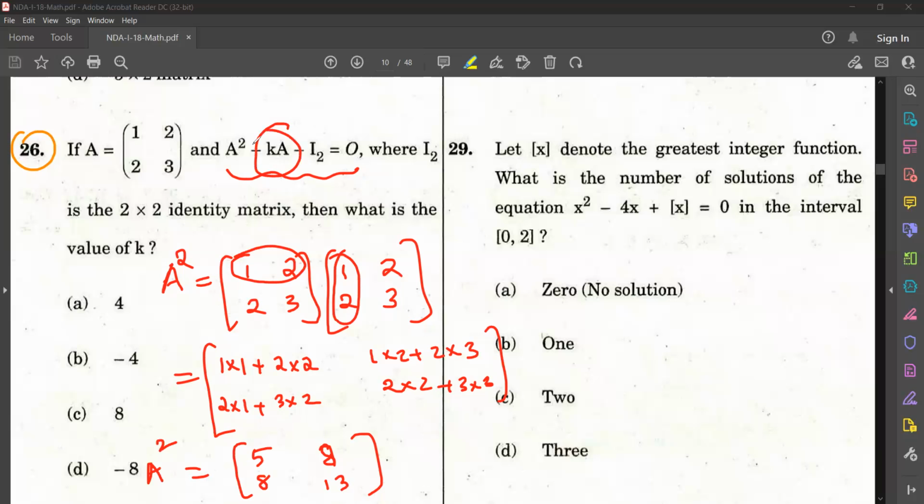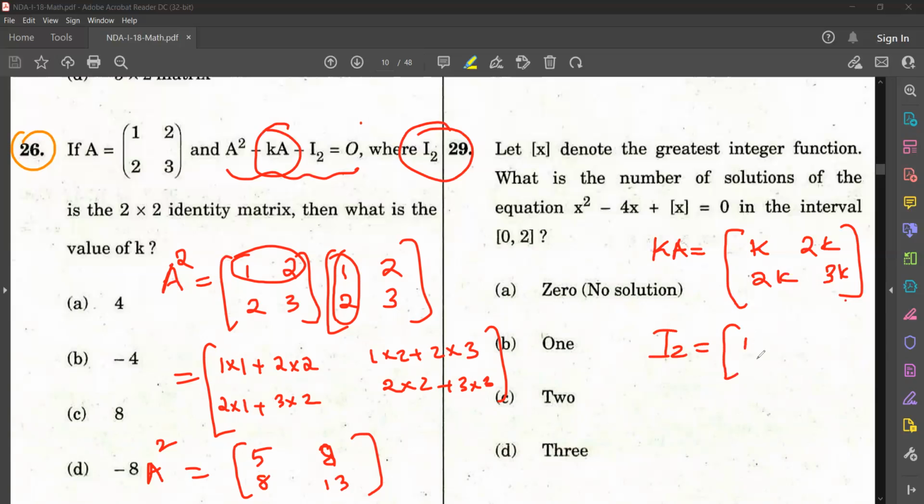Now what you need? You need KA. KA means K into this A. So that is K, 2K, 2K, 3K. Next is I2. They have said it is an identity matrix. So I2 is identity matrix of order 2 by 2. So 1, 0, 0, 1.